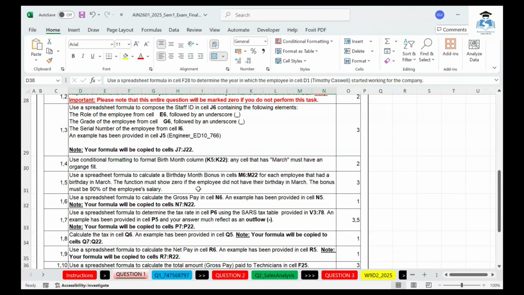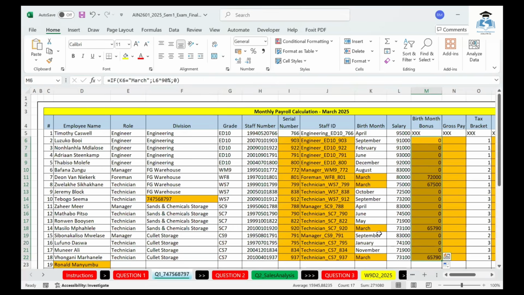Then use a spreadsheet formula to calculate the gross pay in cell N6. An example has been provided in cell N5. Note your formula will be copied to cells N7 to N22. So what is the gross pay? They lied to us that the example is here, it's not there. But how do you find the gross pay?